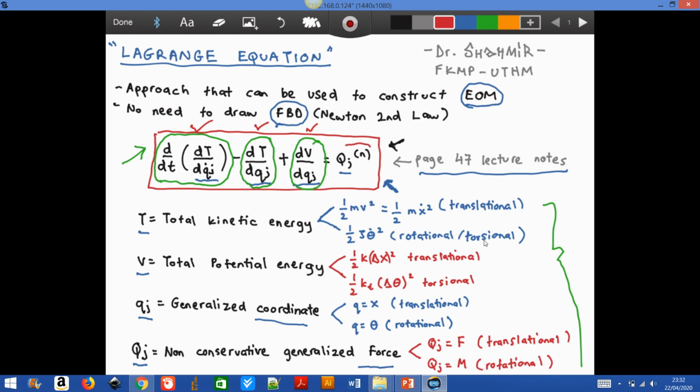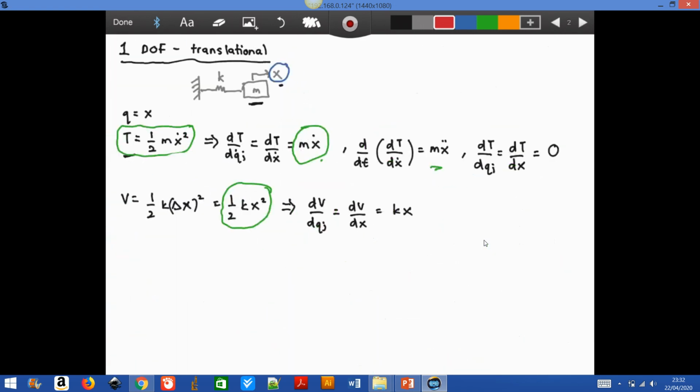And then the last thing is the force, Qj. If you look at the problem here, we don't have any external force. Therefore, Qj, or in this problem Qx, is equal to 0, because it's a free vibration, it doesn't have any external force.